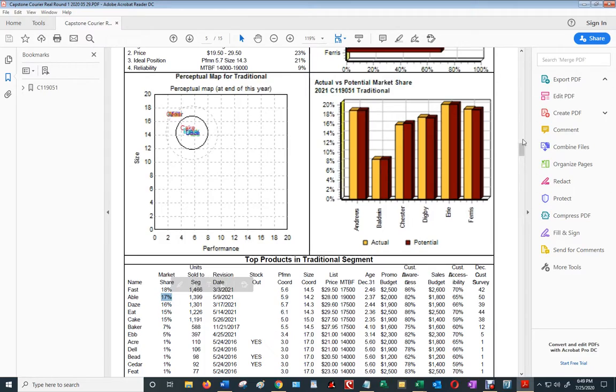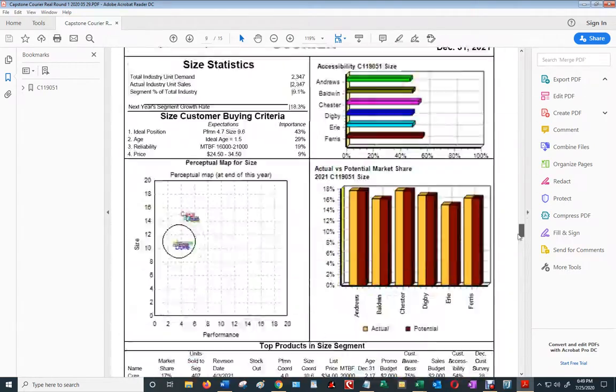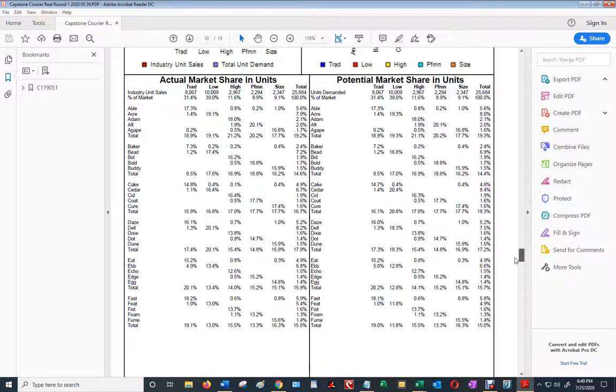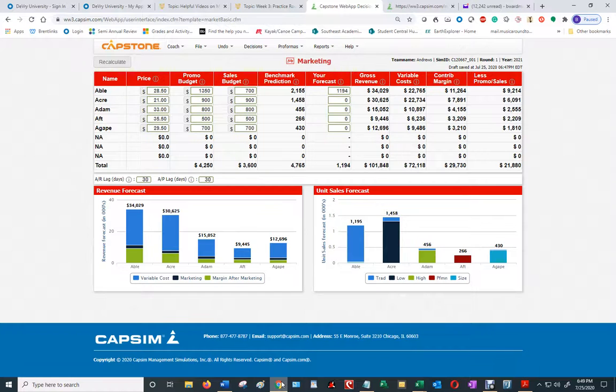Another way of getting it is going down to page 10, right here. And I can see Product Able. I might want to add up all the different other segments it might make sales in. But I'm going to be conservative and just go with 17.3%. Because Able's mostly in the traditional segment, I remember from how I positioned it. And it's better to be a little bit conservative. So I'm going to go with 17.3%.